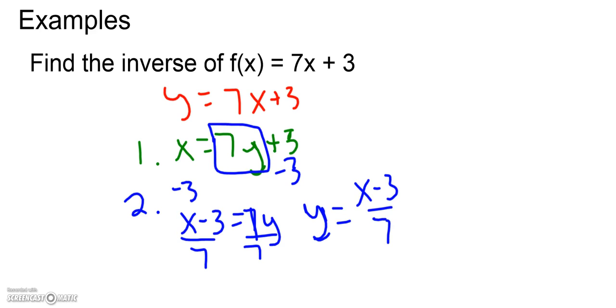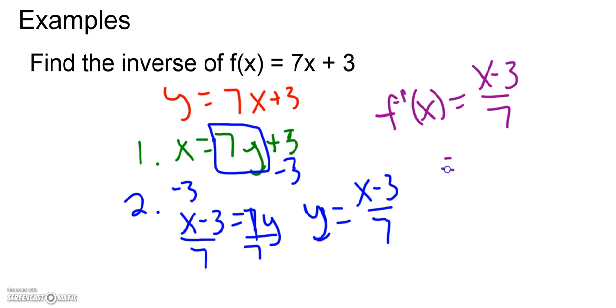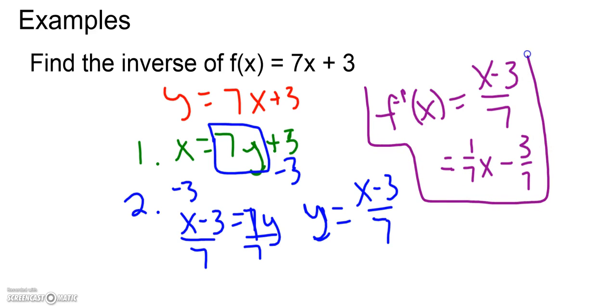Alright, and then your very last step is to change it from y equals to f inverse. So f inverse of x is equal to x minus 3 divided by 7, which you can also see as 1/7 x minus 3/7. Both of these are correct because they're the exact same. Okay, that's one of the most basic examples. Now we're going to take it one step further.